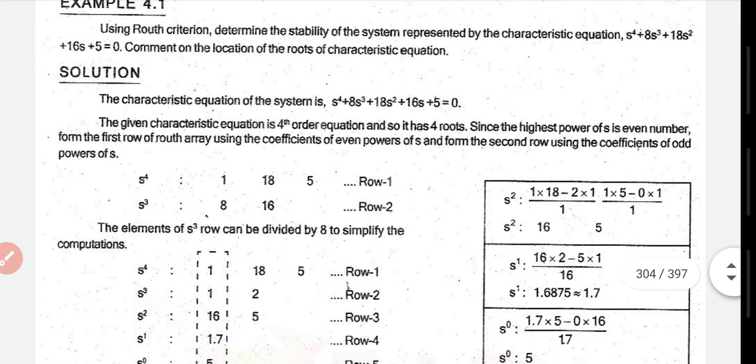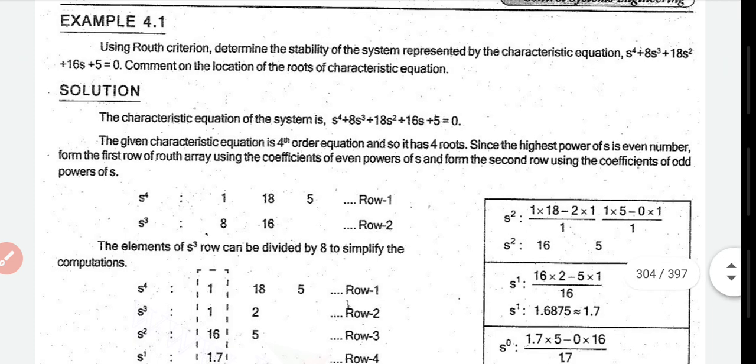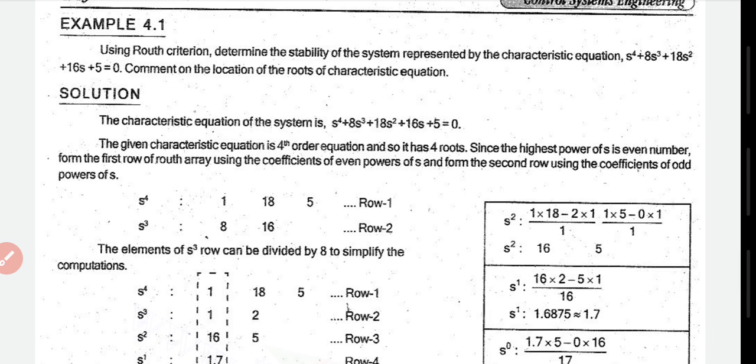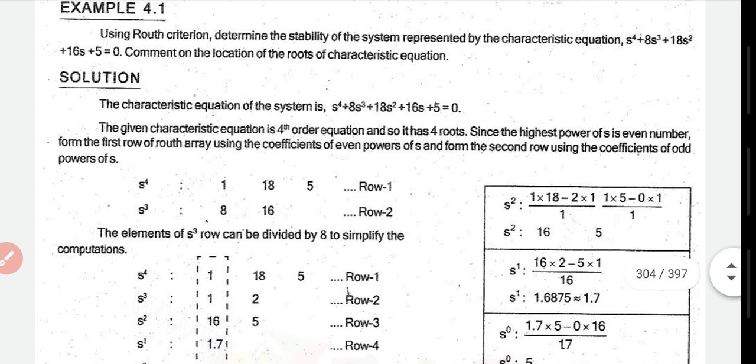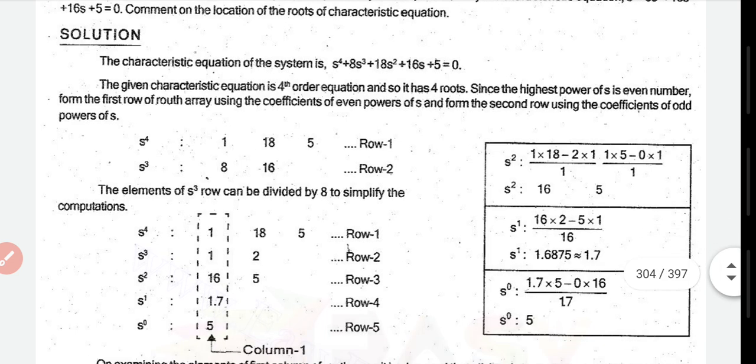See this example, all of you. Using the Routh criterion, determine the stability of the system represented by the characteristic equation s^4 + 8s^3 + 18s^2 + 16s + 5 = 0. This is the given characteristic equation. What is the order of the characteristic equation here? It is 4, which means the given characteristic equation will have four roots, and it is a fourth-order system. So n is equal to 4.